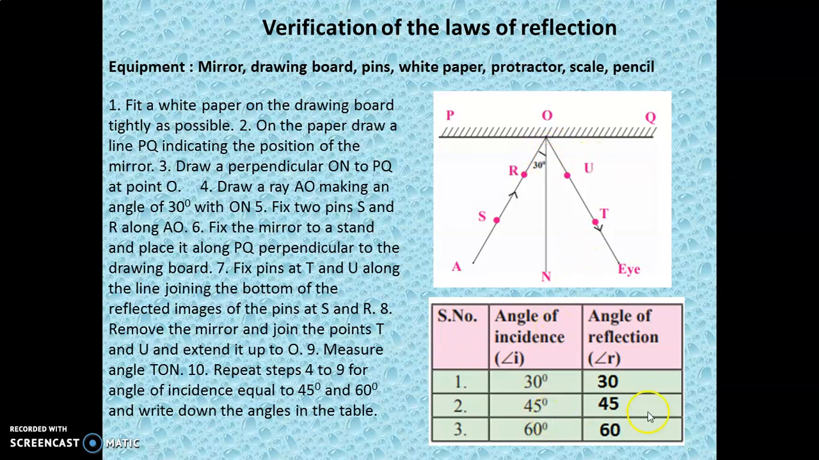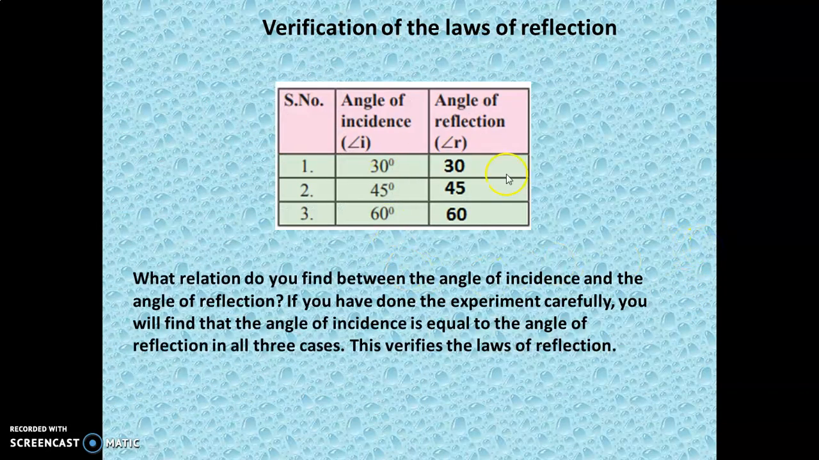If I take 45, then the angle of reflection will also be 45. If I take 60 for the angle of incidence, the angle of reflection will also be 60. So if we observe the values carefully, we will find that the angle of incidence is equal to the angle of reflection, and that is what we have studied in the law of reflection. That is, the angle of incidence I is always equal to the angle of reflection R. So this experiment verifies our law of reflection.